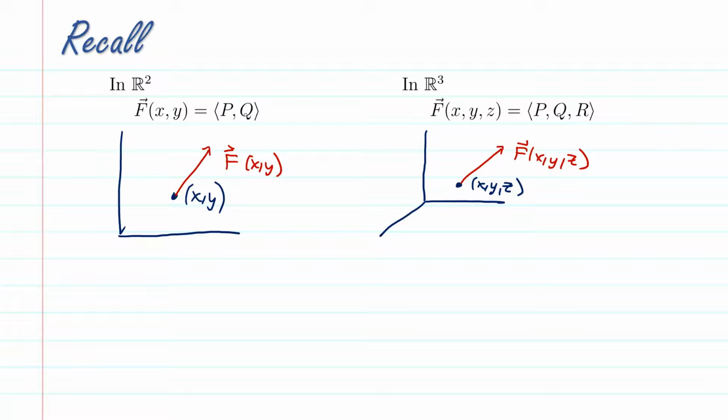Okay. In both cases, kapag nagdodraw tayo ng vector fields, usually, we draw the output vector in such a way na nagsastart siya dun sa input na point. So, yung f sa R2, yung f of xy, we draw f of xy starting at xy. Tapos, we draw f of xyz starting from the point xyz.